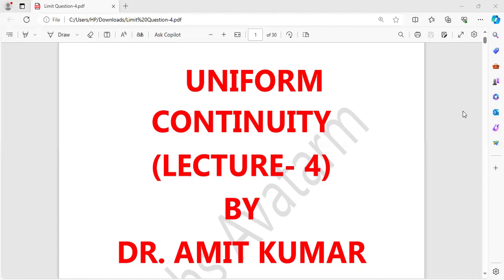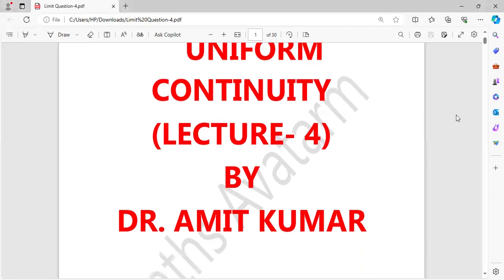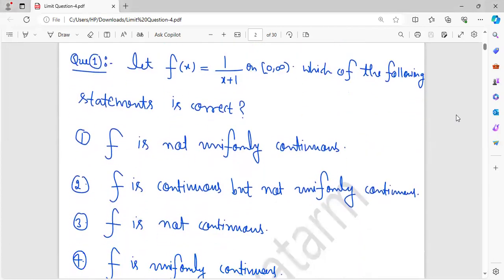You have seen several times in competitive exams the following types of questions. First question: let f(x) = 1/(x+1) defined on the closed interval 0 to infinity. Then which of the following statements is correct? Number one, f is not uniformly continuous. Second, f is continuous but not uniformly continuous. Third, f is not continuous. And fourth, f is uniformly continuous. So how to solve such a question?